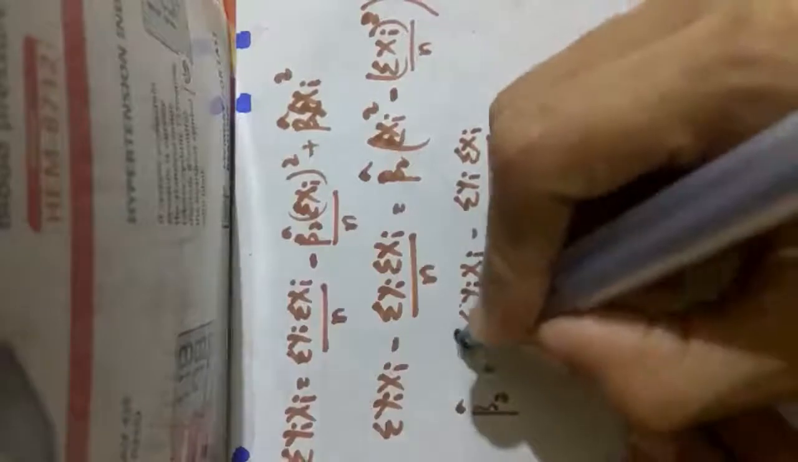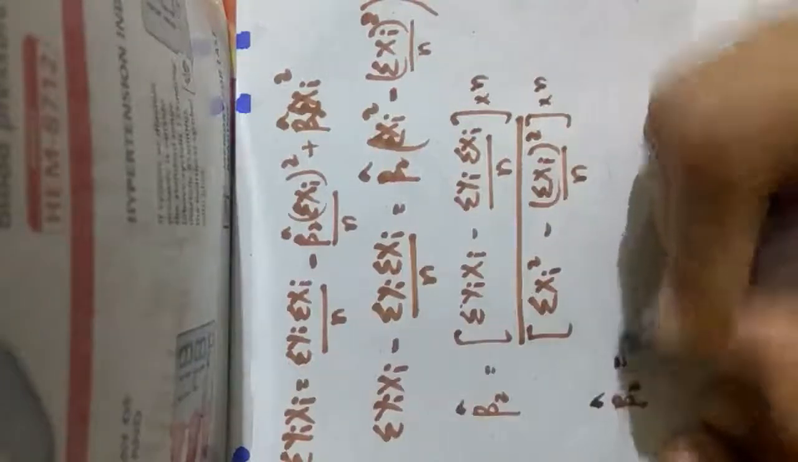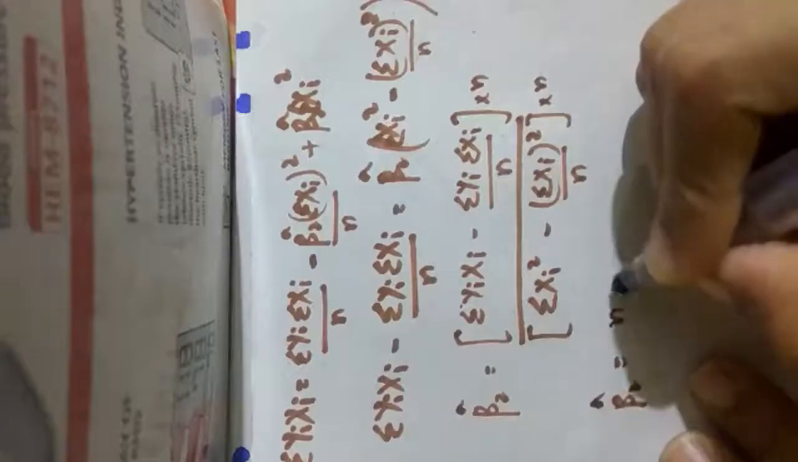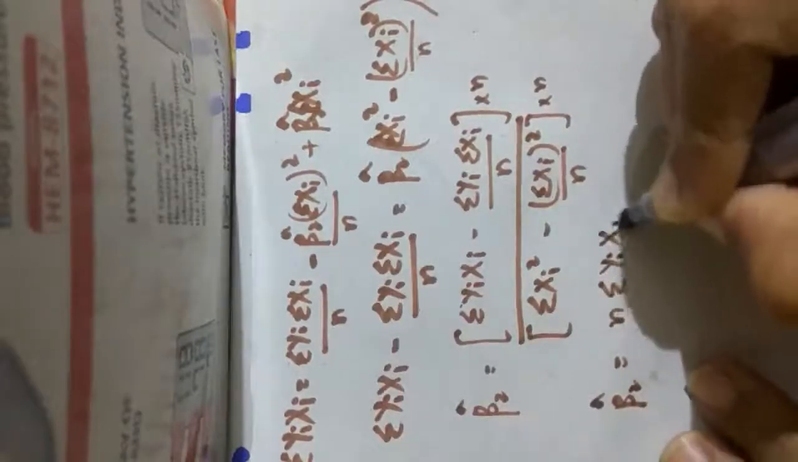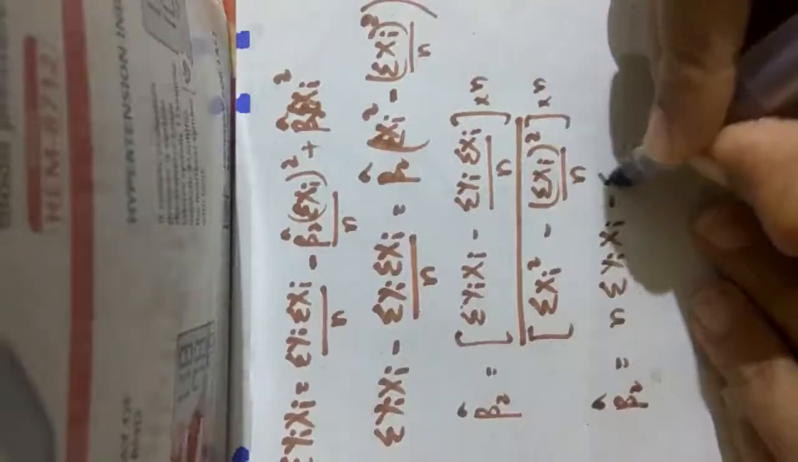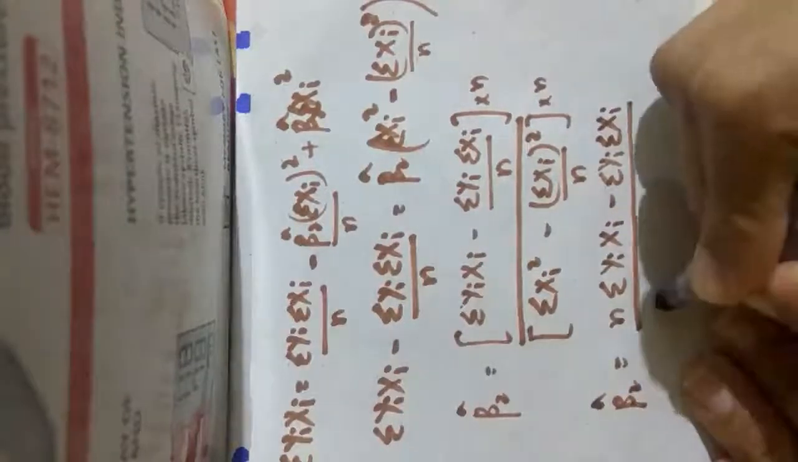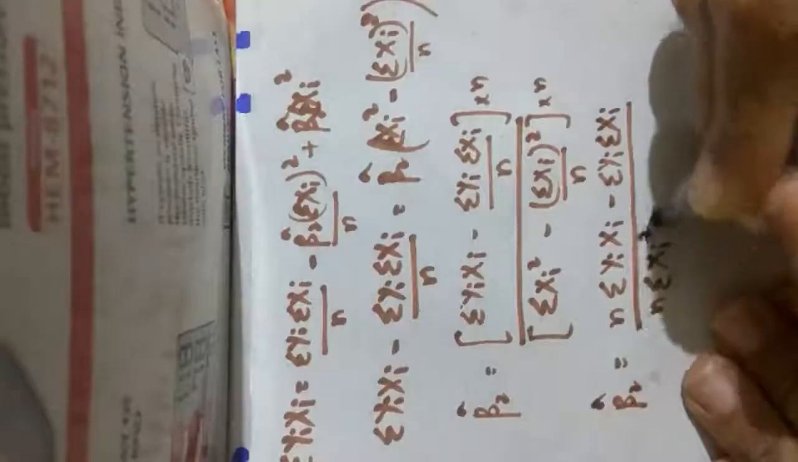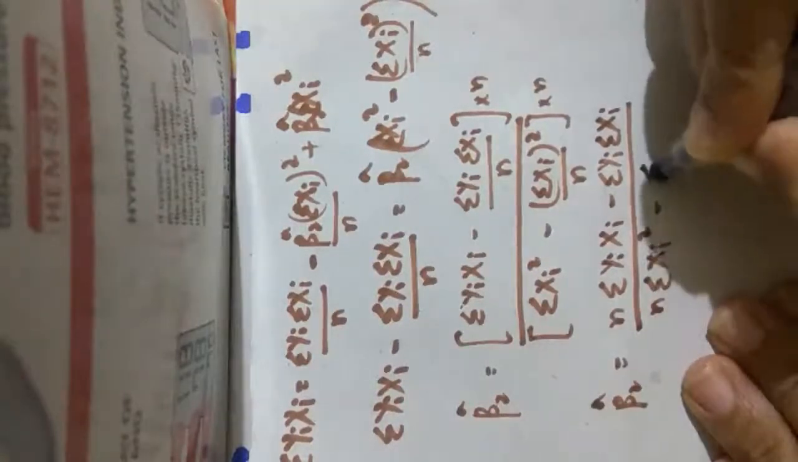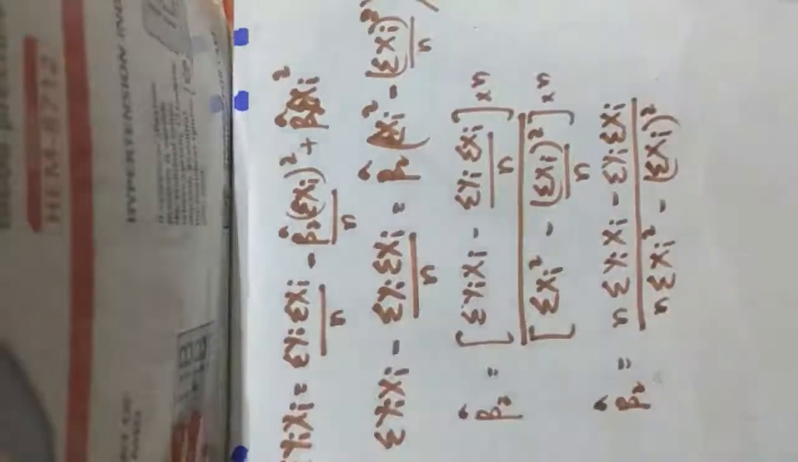If I multiply n on both sides, basically to make it look pretty, I can write this as beta 2 hat is equal to n times summation yi xi minus summation yi into summation xi, whole divided by n times summation xi square minus summation xi the whole square. This is one version of the formula of beta 2 hat.